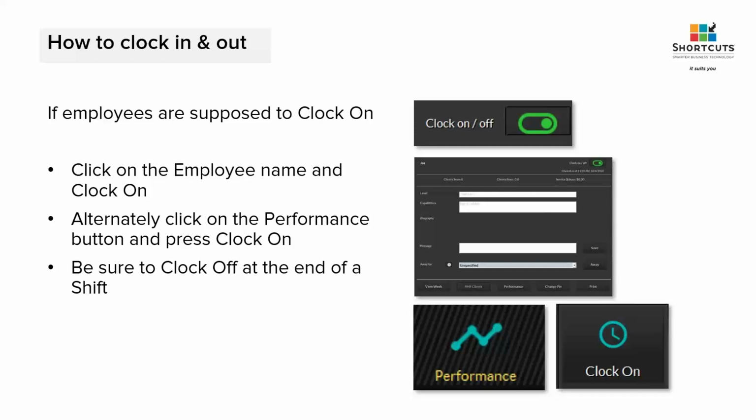Now, if you're using version 7 of Shortcuts Fusion, you can actually clock in or clock out by going to the Performance button. And again, on the top right, there's a button that says Clock On or Clock Off. So that's just a minor difference between version 8 and version 7. It's a little bit easier to access that from the employee or the walk-in screen.